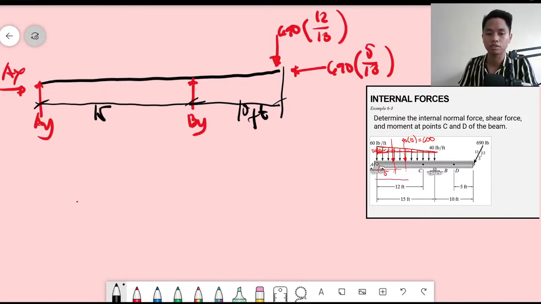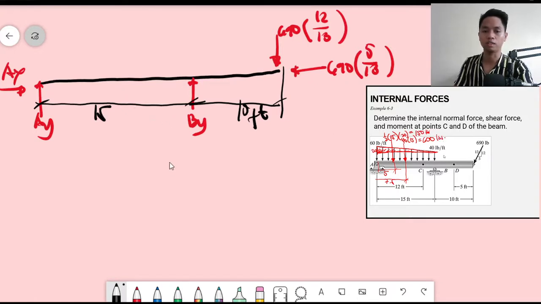Then the centroid of the other one is 7.5. Half of 15 is 7.5, and 1/3 of 15 is 5. So what is the area of this triangle? That is 1/2 of the base, which is 15, multiplied by the height, which is 20. So that's 7.5 multiplied by 20, which is equal to 150 pounds.